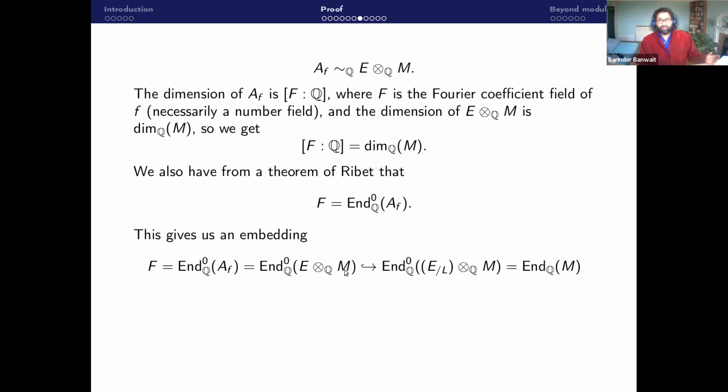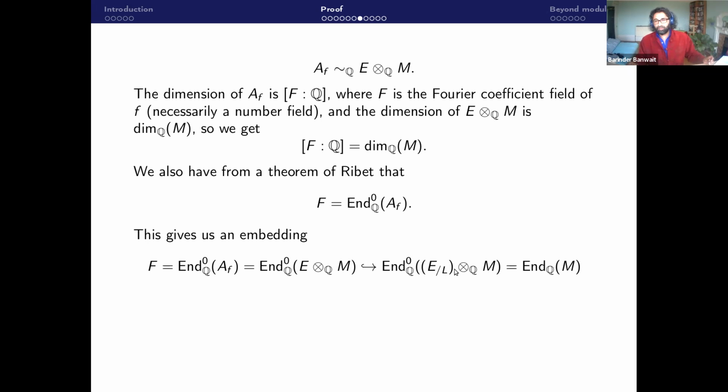This twisted elliptic curve, basically. And then we have that this is equal to F by Ribet's theorem. And this embeds into this larger endomorphism algebra, where we regard E as being an elliptic curve over L. But again, we're going to use that E does not have any complex multiplication. So E doesn't have any endomorphisms at all over Q bar. So we can basically forget this in the endomorphism algebra because it's just Q.